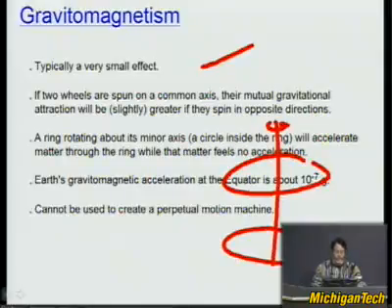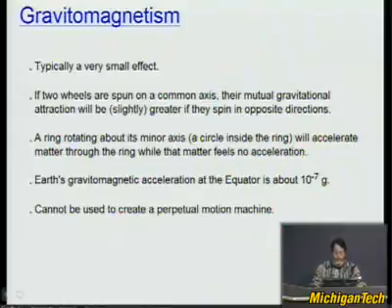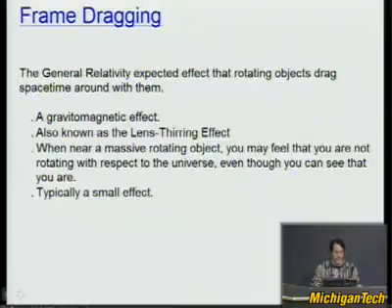So a ring rotating around its minor axis will accelerate matter through the ring, while matter outside feels no acceleration. Earth's gravitomagnetic acceleration at the equator is about 10 to the minus 7 Gs, which is hard to measure. This cannot be used to create a perpetual motion machine, unfortunately. So if you sit there thinking, well, now we have something we can work with, no, it's not going to help. But it's complicated as to why not.